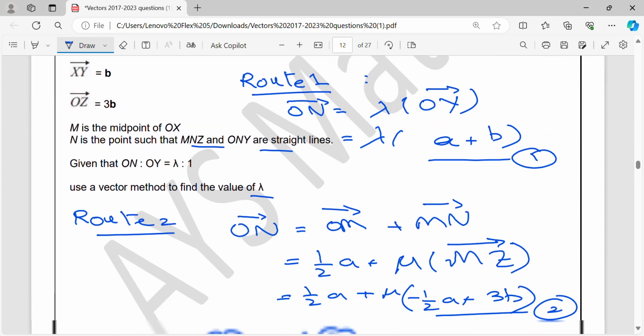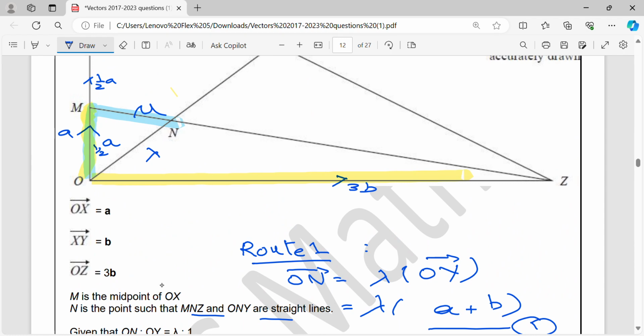Use a vector method to find the value of lambda. So we got 3 over 7. So lambda means this length is 3 of 7.